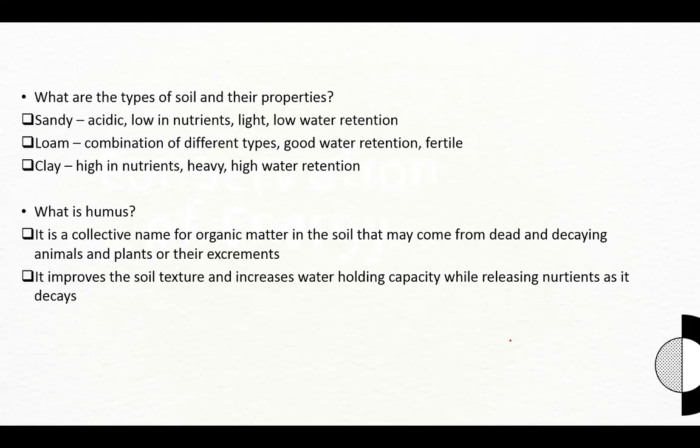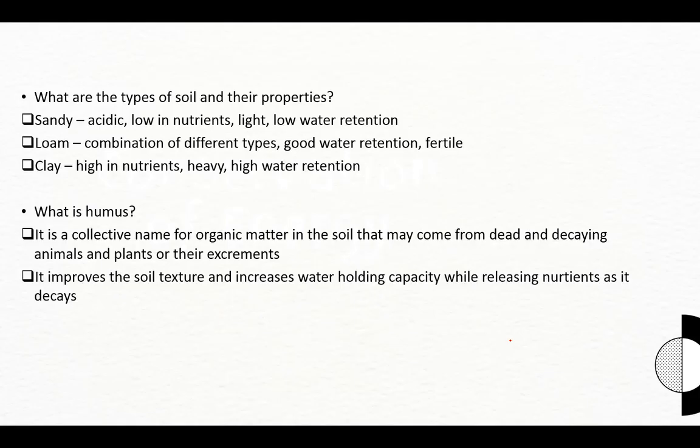Then we have loam soil, which is a combination of the different types of soil. So it's like a good combination between clay and sandy soil. And it's the best soil for growing most crops because it has a good water retention rate. So it doesn't lose the water too fast, but it also doesn't hold a lot of water, making the area very swampy or flooded. And it's very fertile, meaning that it's rich in nutrients and minerals that the plants would need to grow. And the pH is not too high or too low.